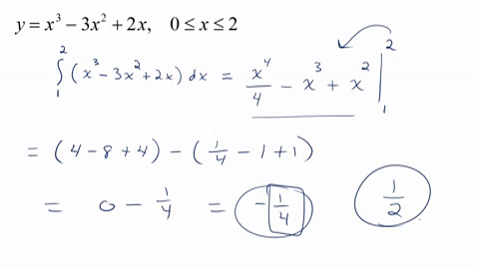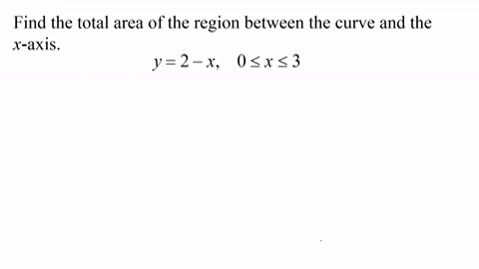Now it's time for you to try a problem. Find the total area of the region between the curve and the x-axis. The curve is y equals 2 minus x, and the closed interval is from 0 to 3. Pause the video while you work on this problem, and when you are finished, restart the video to check your solution.